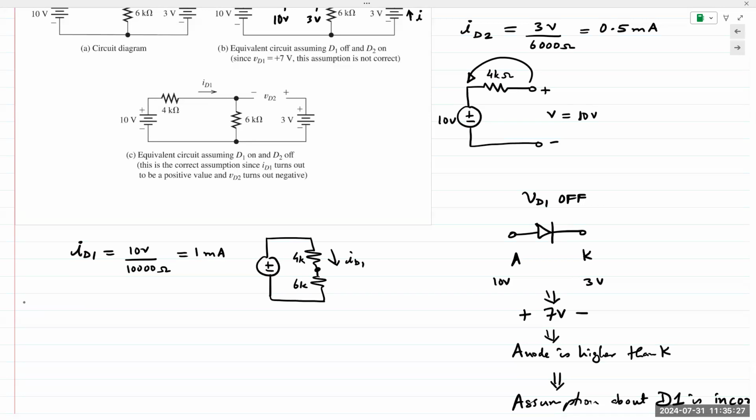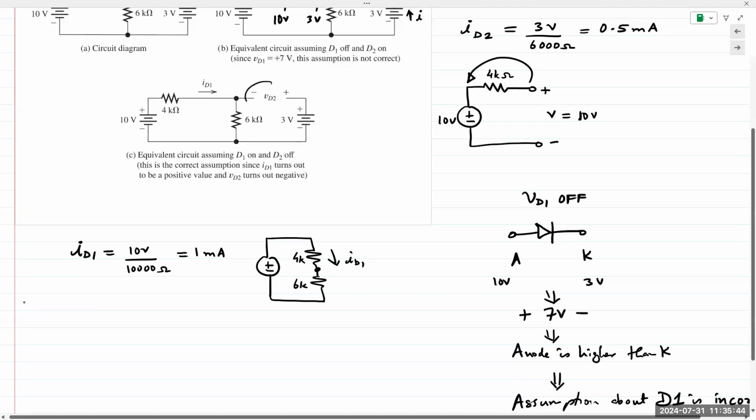If the result was that my current is negative or 0, then D1 would be off. But in this case, I assumed D1 is on, and I obtained a positive value for the diode current, ID1. That means half of my assumption is correct. Now we'll find VD2.